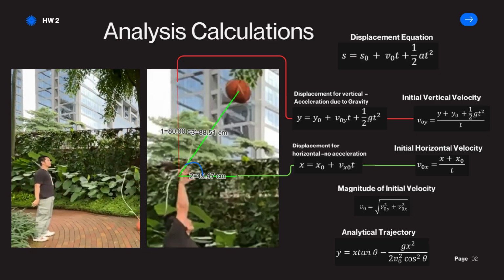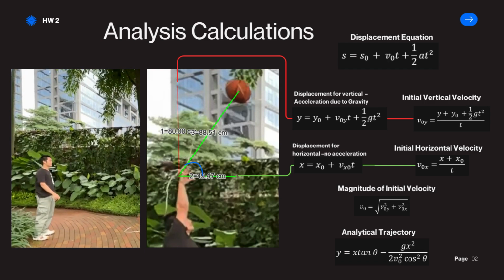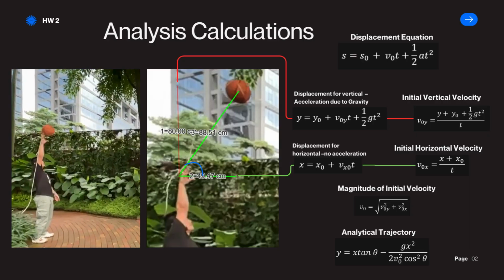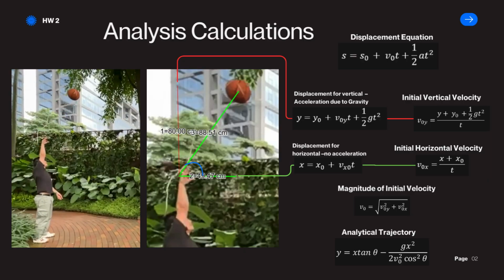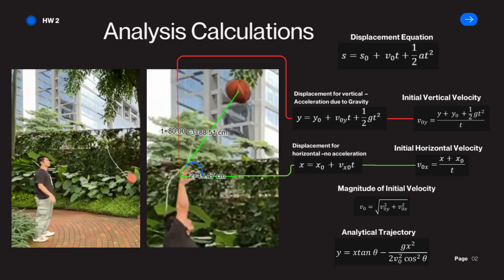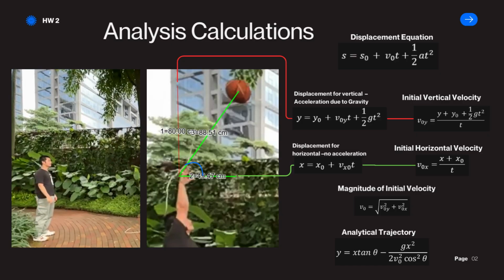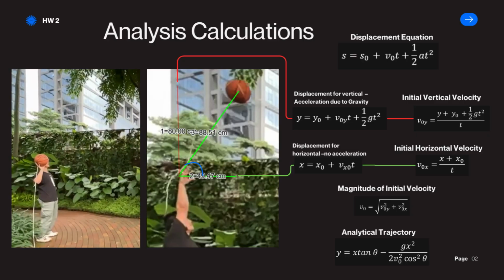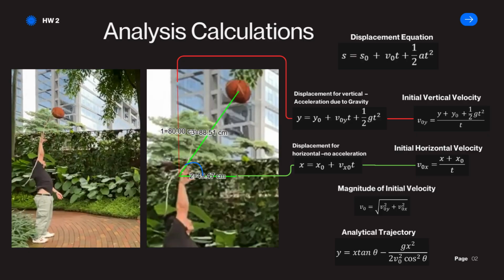For the horizontal component, we can see that theoretically there is no acceleration, and therefore we can take out the acceleration component, which leaves us with the initial position of the ball added to the initial horizontal velocity multiplied by time, which results in the final displacement of the ball. We can rearrange for the initial horizontal velocity, which is the final position of the ball minus the initial position, over the time.